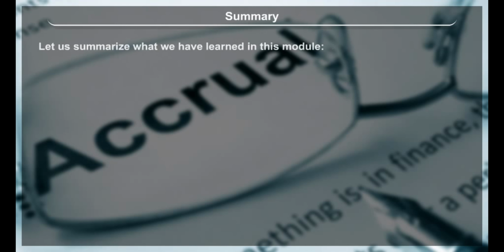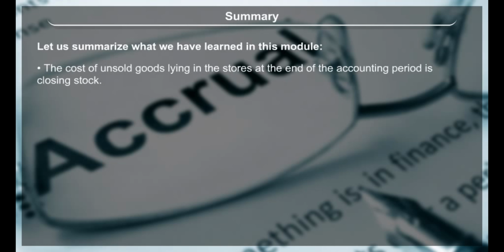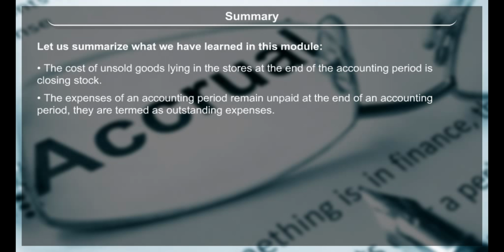Summary. Let us summarize what we have learnt in this module. The cost of unsold goods lying in the stores at the end of the accounting period is closing stock. The expenses of an accounting period that remain unpaid at the end of the accounting period are termed as outstanding expenses.